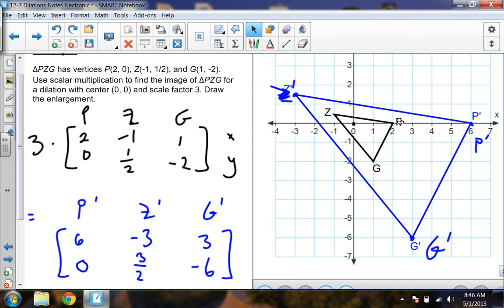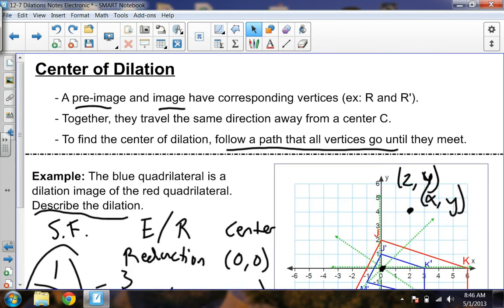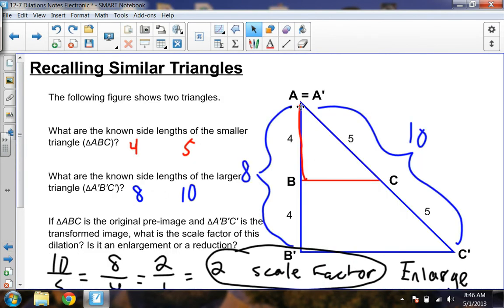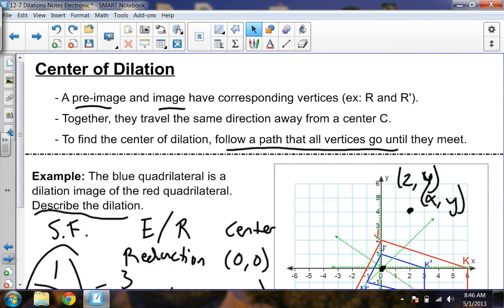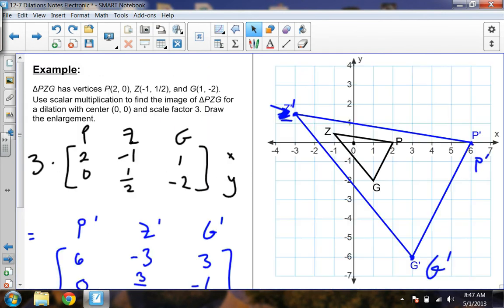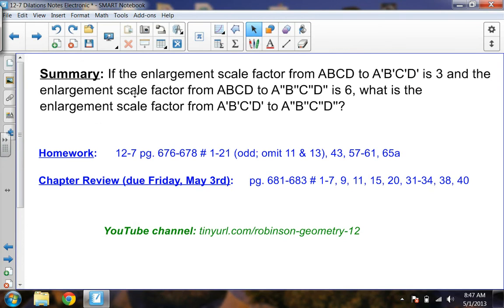If it's enlarged from a different center, let's go back to this original triangle way back here. Where did we enlarge this from? We enlarged this from the center A. A was our center. This is where we enlarged from. If we did it from here, it would have grown outward like that, etc. Okay, so we got through that.